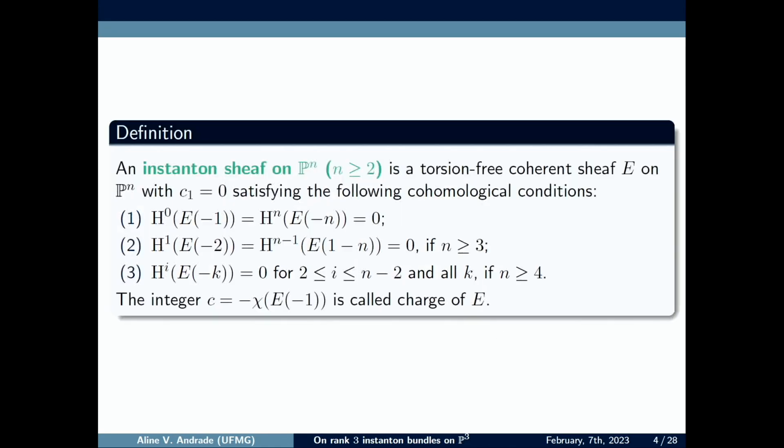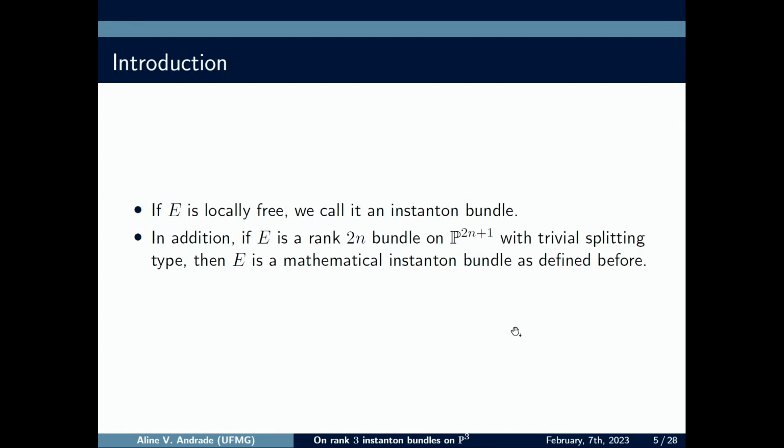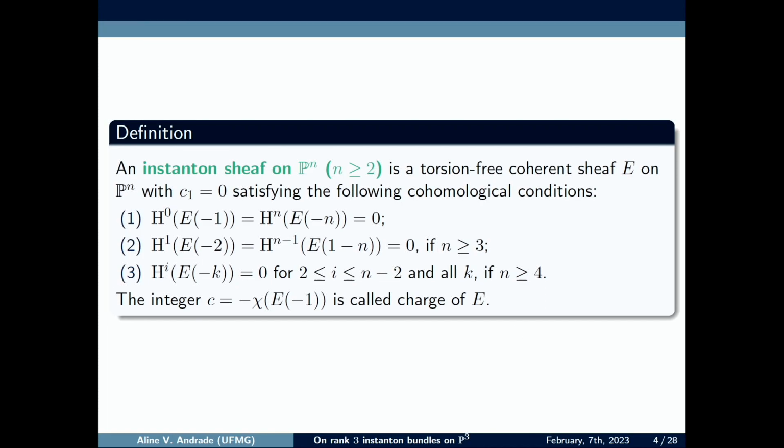So, an instanton sheaf on Pn, not only P3, so for every n-dimensional space with n greater than or equal to 2, is a torsion-free coherent sheaf on Pn with the first Chern class equal to 0 that satisfies these cohomological conditions. This one is always valid, this one just for n greater than or equal to 3, and this one for n greater than or equal to 4, okay? So this integer over here, this Chern class, not the other characteristic, is the charge of E, which is the same as the charge for the physicists.